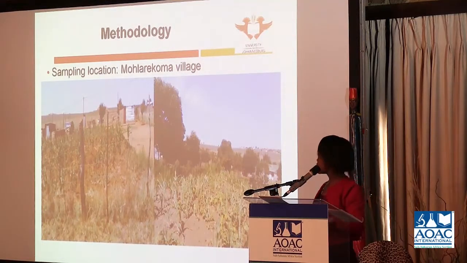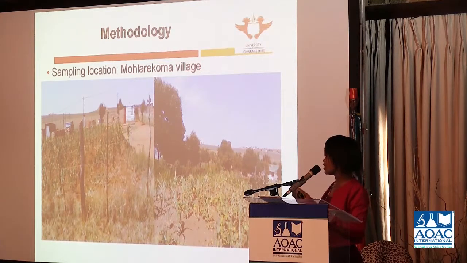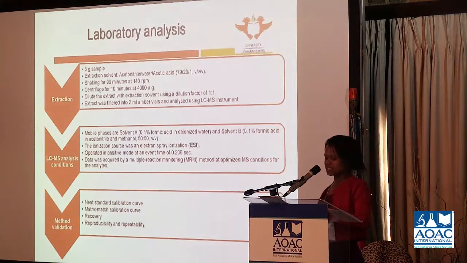Okay, this area is Mosharakoma village, in which I sampled maize meal, rice, sorghum, and wheat flour. In this picture, most yards in the area consist of a small plot of maize, and they plant this for human consumption. Okay, this is the lab analysis. 5 grams of each sample were weighed for extraction, and these samples were analyzed through LC-MS, and then the method was validated.